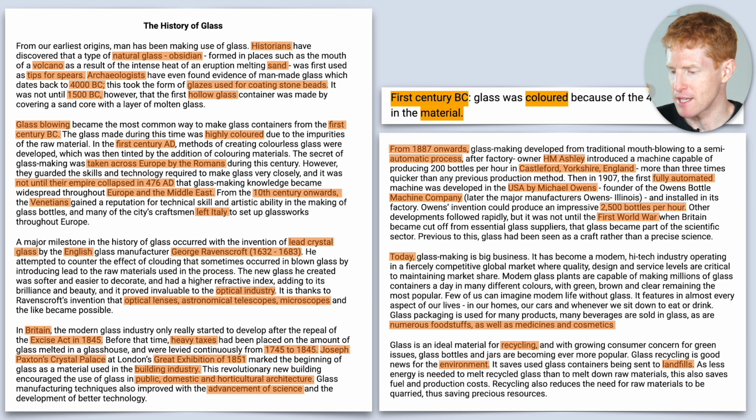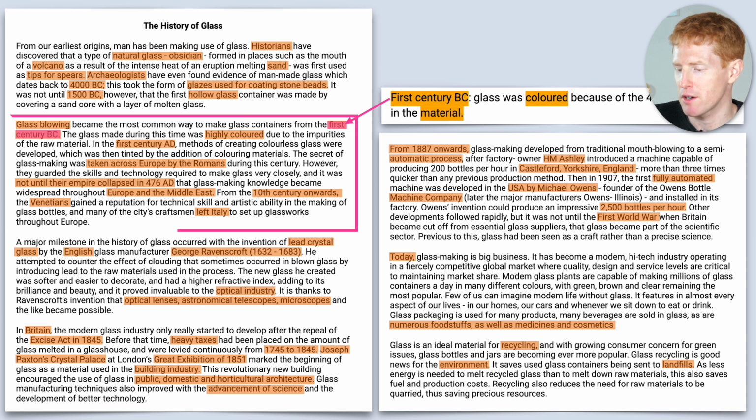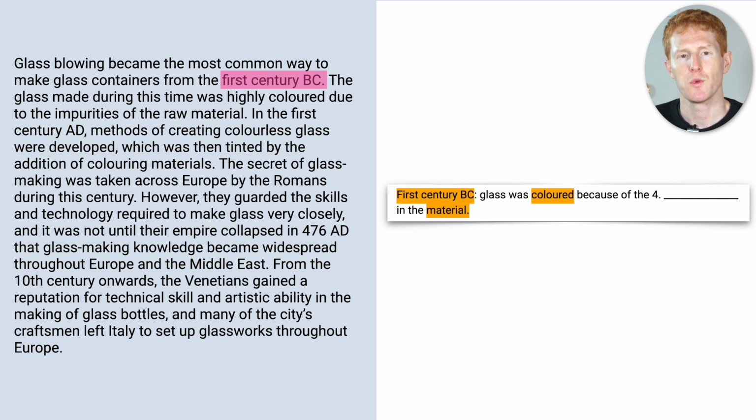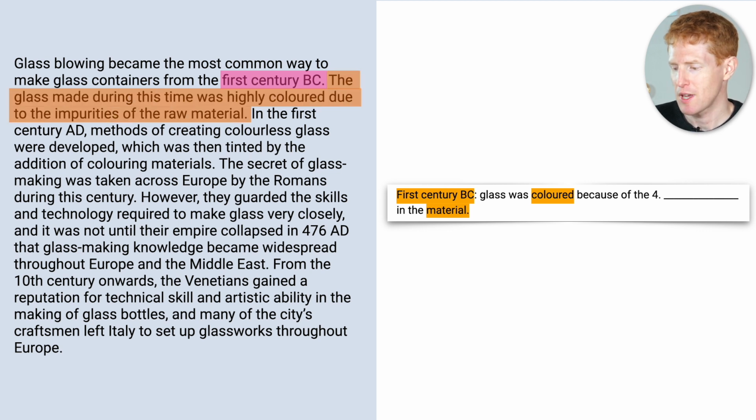1st century BC. Let's scan the text and look for where we can find 1st century BC. Here it is in the second paragraph. Let's read this section in detail. Pause the video and choose the answer. I believe you'll find the answer in this section here. The answer is impurities. 1st century BC, glass was coloured because of the impurities in the material.